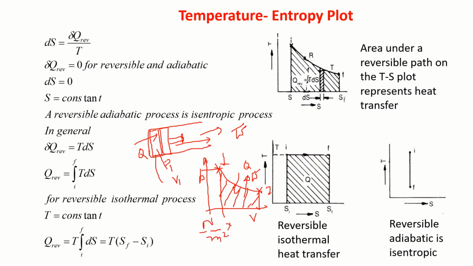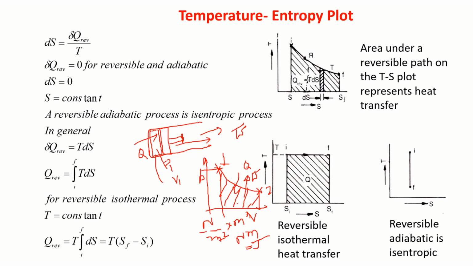Volume unit is meter cube. Then these two cancel. You get Newton meter, nothing but joule, the unit of work. So the area under this curve will give you the work done.